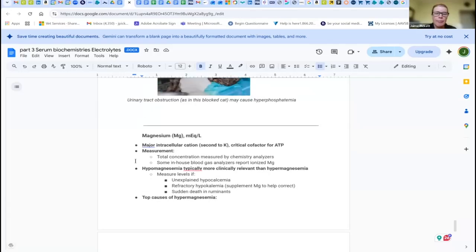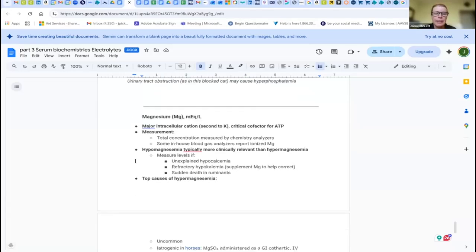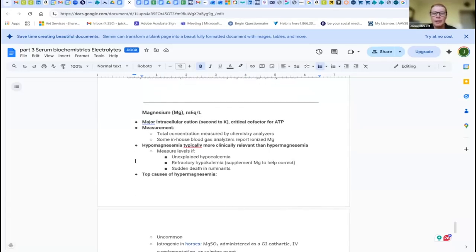So magnesium, we kind of look at as a little bit like the forgotten electrolyte. Magnesium doesn't get enough attention in general, but it's a critical cofactor for ATP. Most magnesium is intracellular, and total magnesium is what we typically measure.